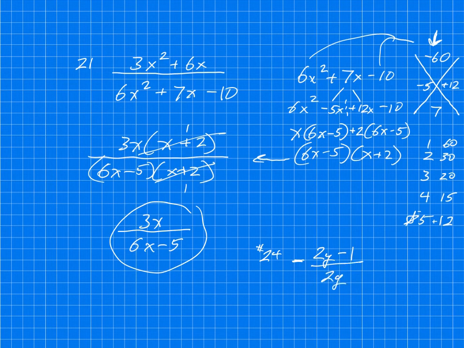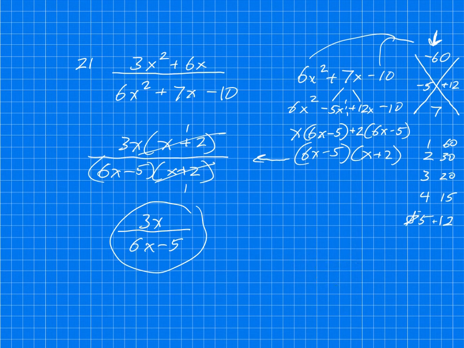Can I cancel the 2y's? Absolutely not. Remember that the numerator right now is a single factor made of two terms. The denominator is a factor of 2y. So because those two factors are not the same, we can't cancel them.